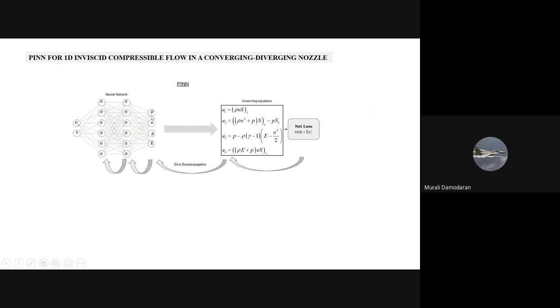So here, the density, velocity, pressure, and energy, this network prediction, is actually sent to the governing equation to force it to satisfy these equations. And if you look at these equations, these are derivatives.